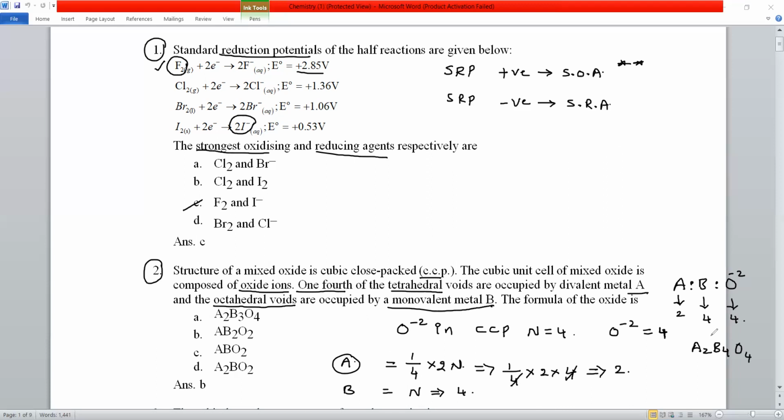So can you take the simplest ratio here? A, B2, O2 is the simplest ratio. So check where the answer is, students. A, B2, O2 is option B, which is correct. Since CCP is given, N is equal to 4. We know tetrahedral voids are 2N and octahedral voids are N, but tetrahedral voids are only one-fourth occupied, so I took one-fourth into 2N. By solving this, we got the answer A, B2, O2. Okay, next, question number 3.